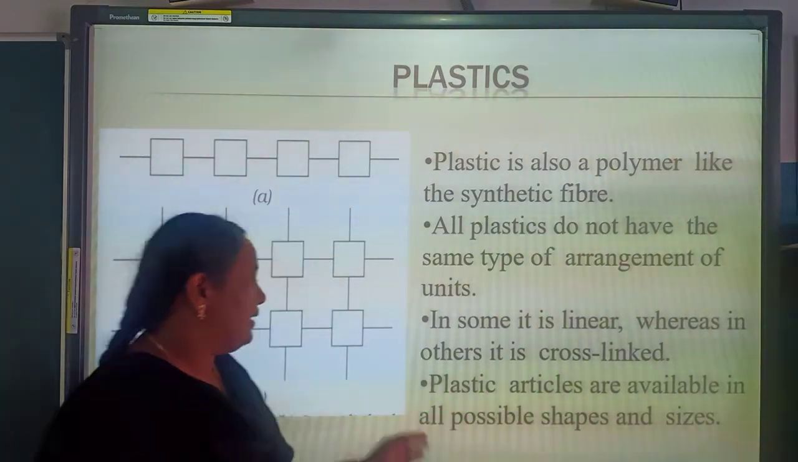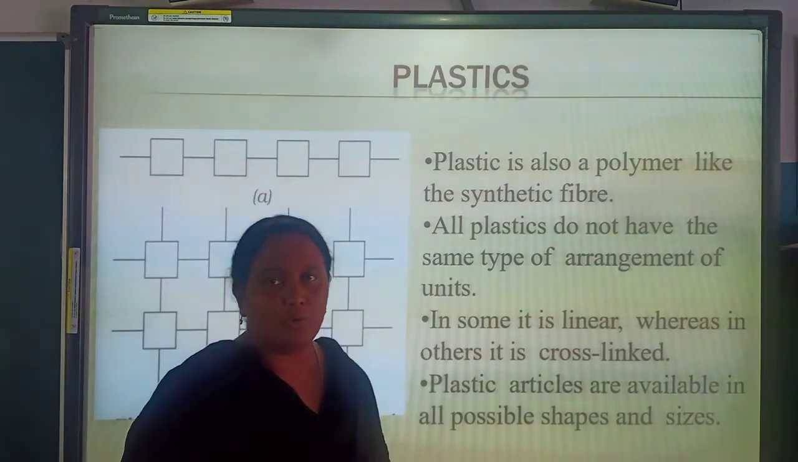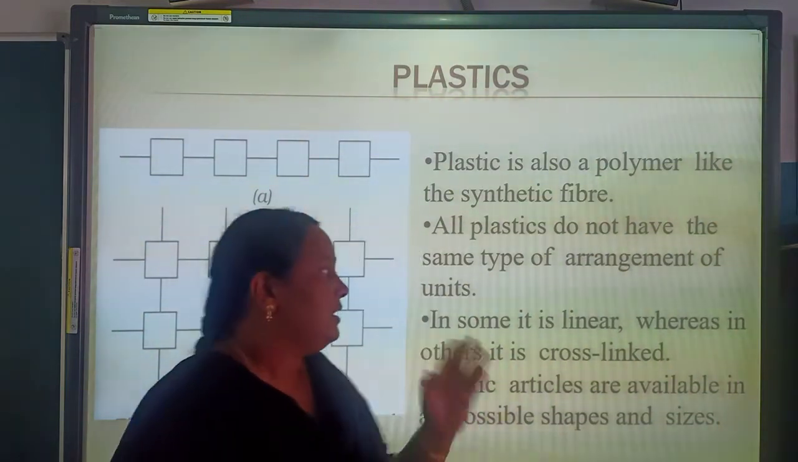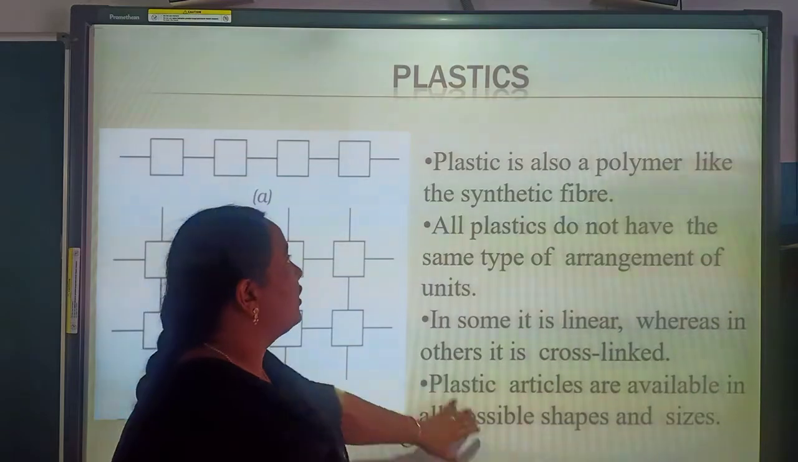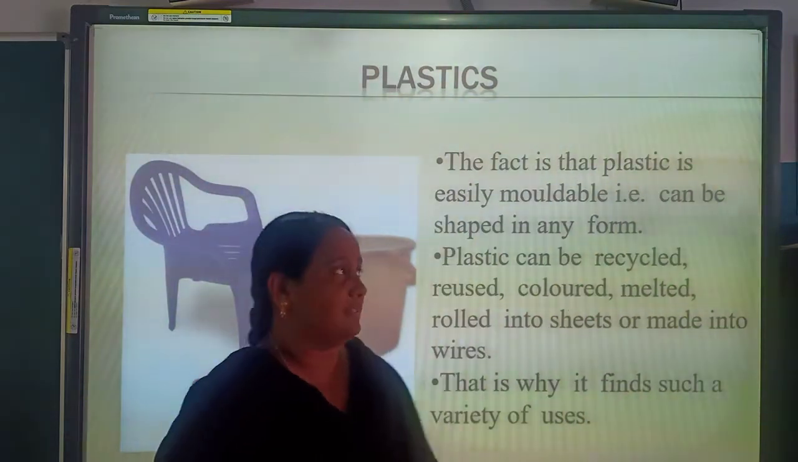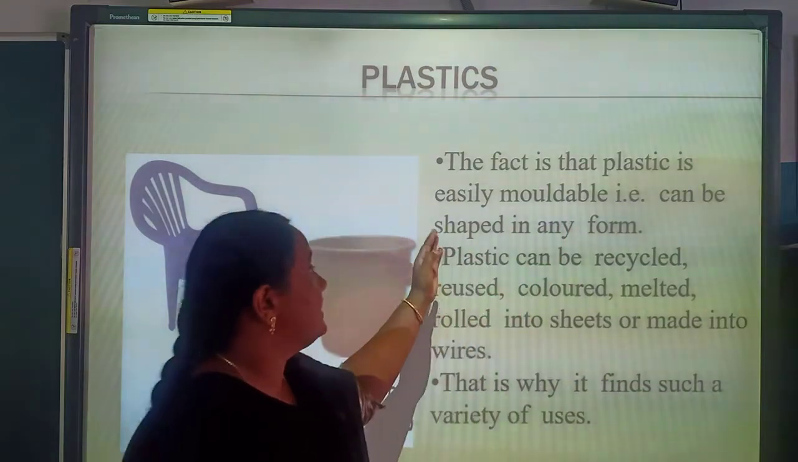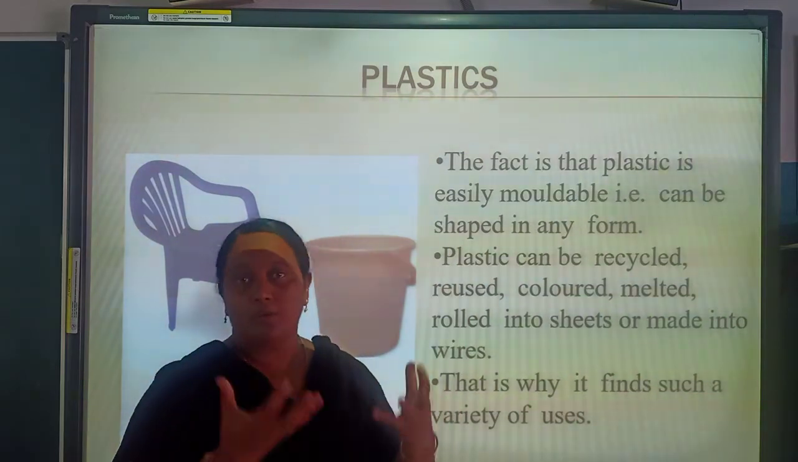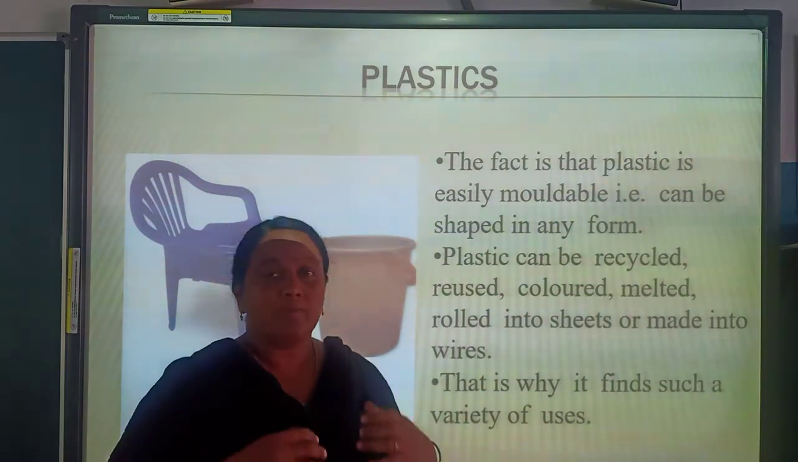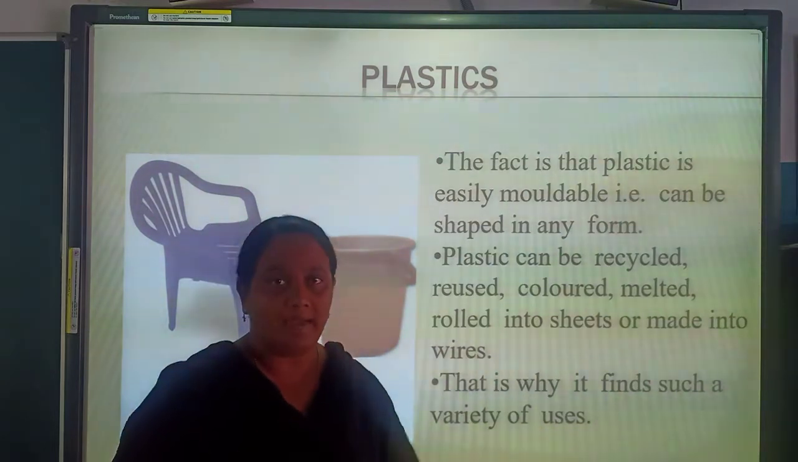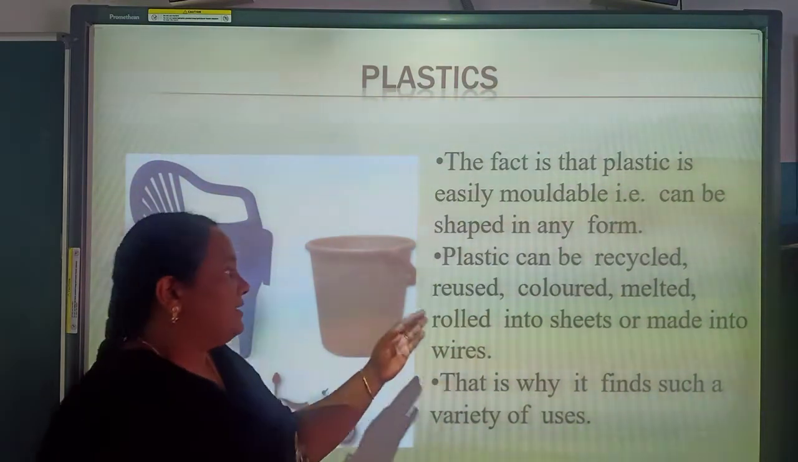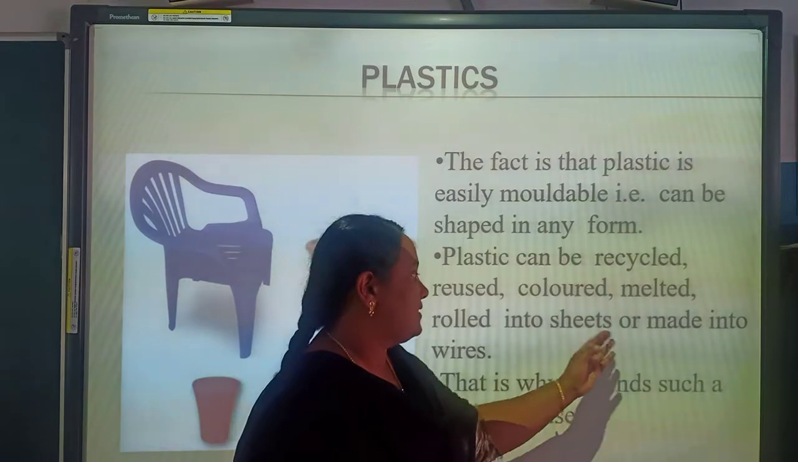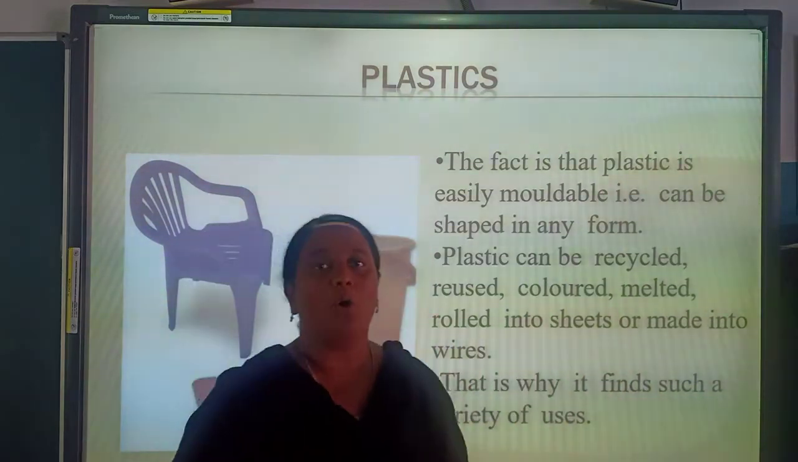Plastic articles are available in all possible shapes and sizes. We know that different shapes, different sizes and different colors are available. Now we are going to discuss plastics in detail. The fact is that plastic is easily moldable, that is, it can be shaped into any form. We can shape it into a bucket or a ball, whatever shape we want, by heating it. Plastic can be recycled, reused, colored, melted, rolled into sheets or made into wires.